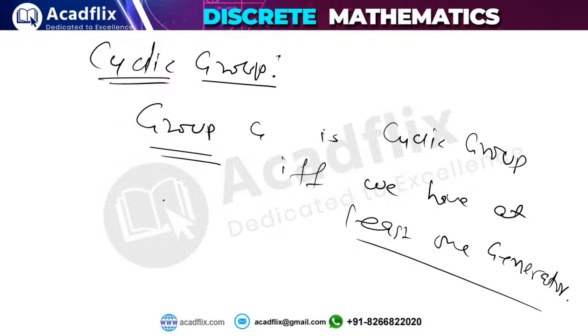So this is your cyclic group. You can see in all the examples that we have seen, those were cyclic groups, because there was at least one generator. So a cyclic group is a group in which we have at least one generator. Such groups are called cyclic groups.